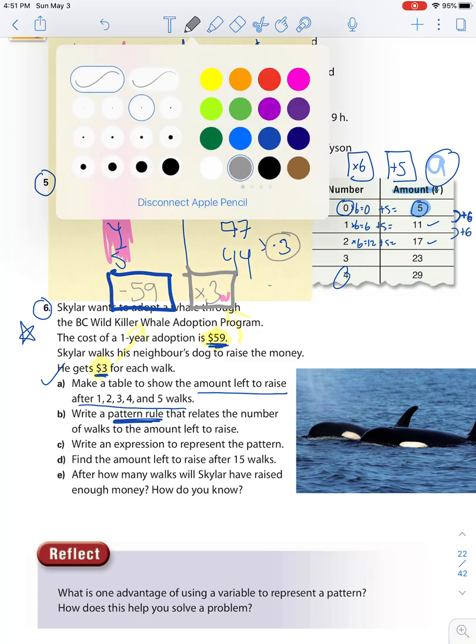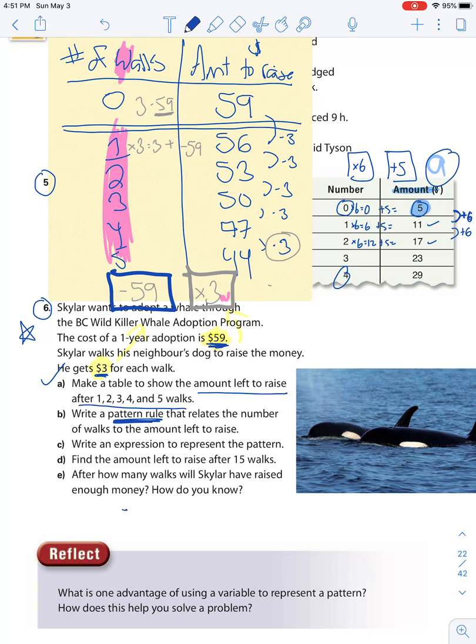Would that work? Let's just do a little bit of practice down here. Say that I started with 59, and then I did 59 minus, the minus should almost be in the middle here, 3 times W, for how many dog walks I did. Would that work? What if I replaced my W with one of the values? I'm just going to try 2. Let's see if that works.